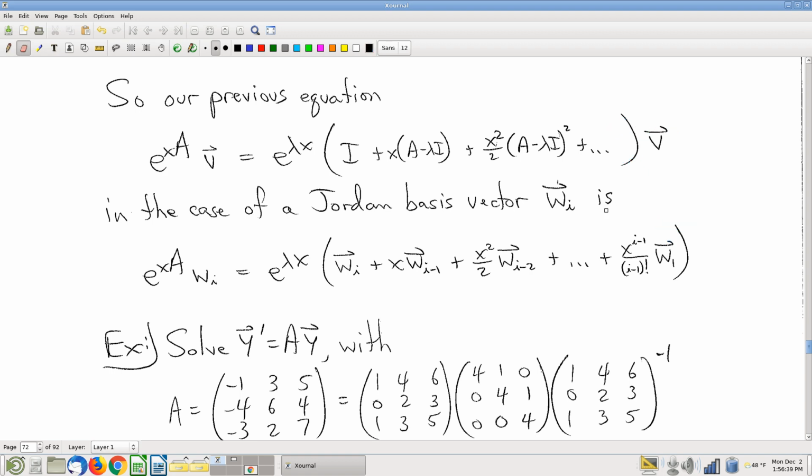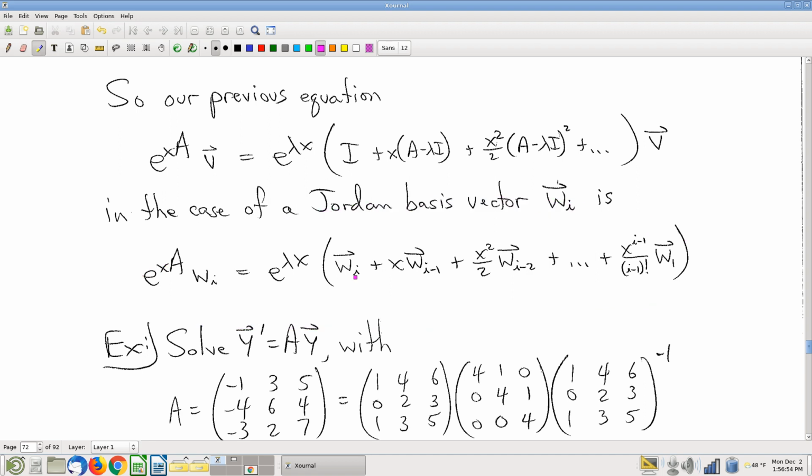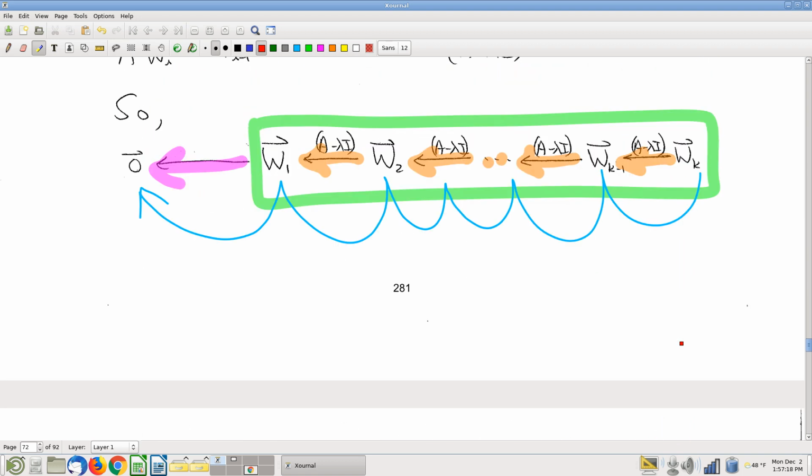So the lovely little result we have then is that if you're looking at a Jordan basis vector and you're multiplying e to the xA times a Jordan basis vector, you take this formula here, where the pattern is, you start with that same Jordan basis vector, and then you just go backwards one step at a time through the list till you get to the eigenvector for that basic Jordan block, and then you stop. You don't go any further than that because, of course, in the sequence up here, everything after that is all zeros.